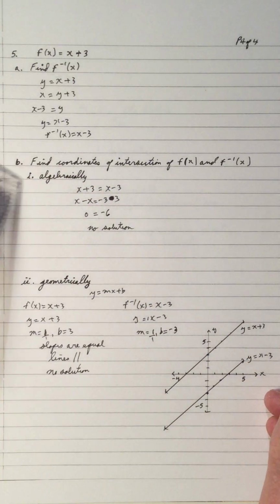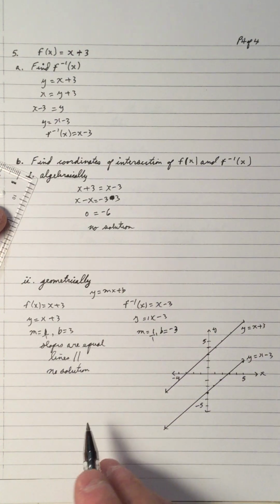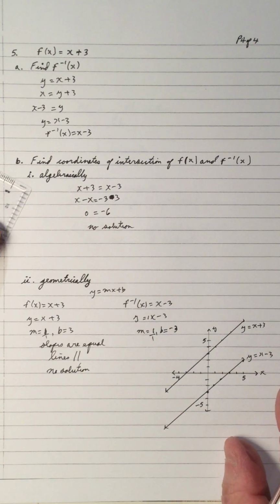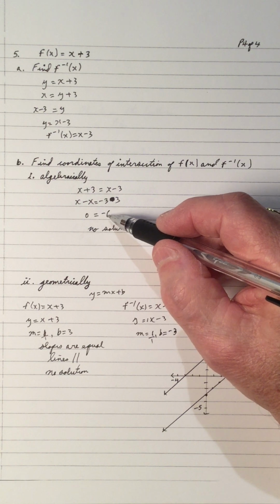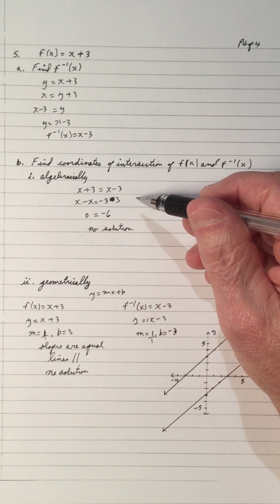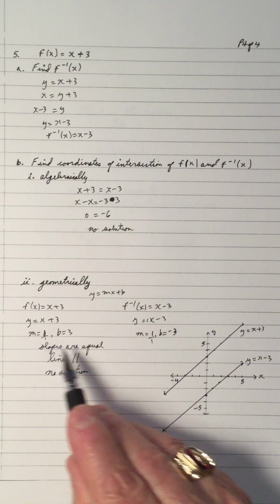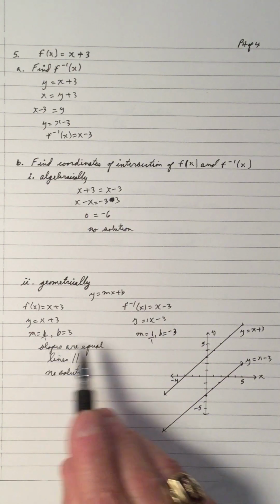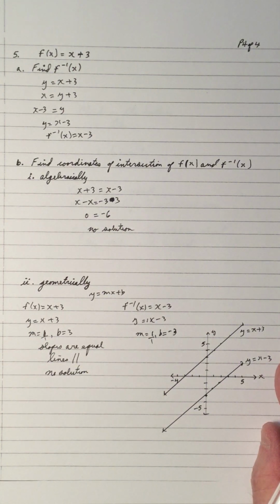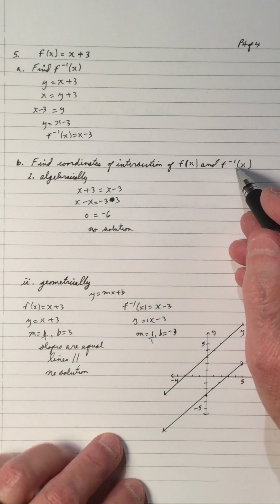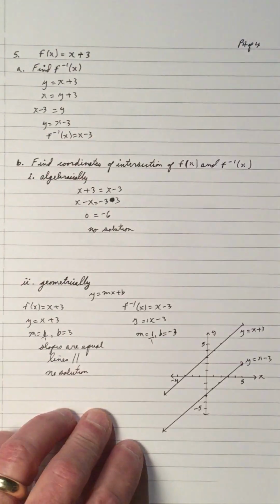As you can see from the graph, the two lines are parallel to each other, again because they have the same slopes, different y-intercepts, so there's no solution. So algebraically, for this system, I got 0 equals negative 6. That's impossible, so there's no solution. They don't intersect. Geometrically, on a graph, or in terms of slopes, they are parallel lines and they don't intersect. So the f of x and f to the negative 1 have no intersection because they're parallel to each other.